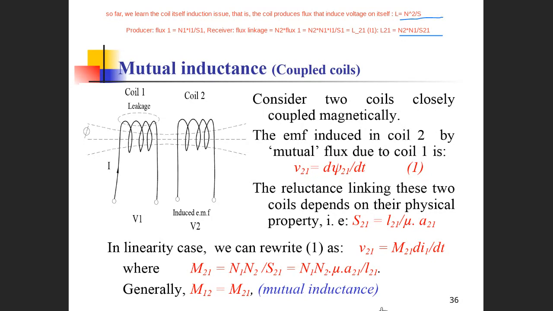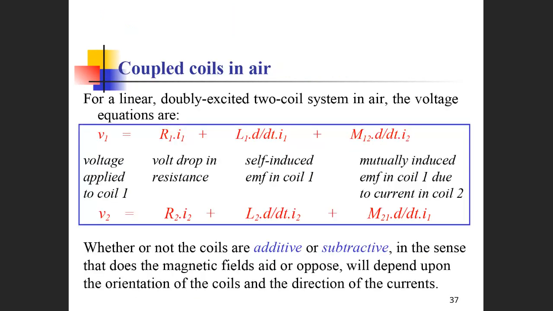If the turn numbers N1 and N2 are the same, then the inductions between the D channels will be the same. Once again, we can extend the voltage equation from 1 coil to 2 coils to 3 coils to 4 coils, 5 coils. Here, we're just using the 2 coupled coils to express the voltage equations.